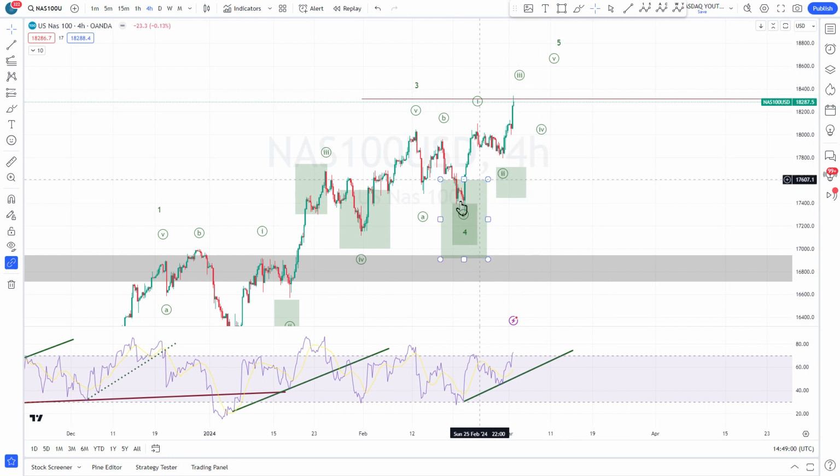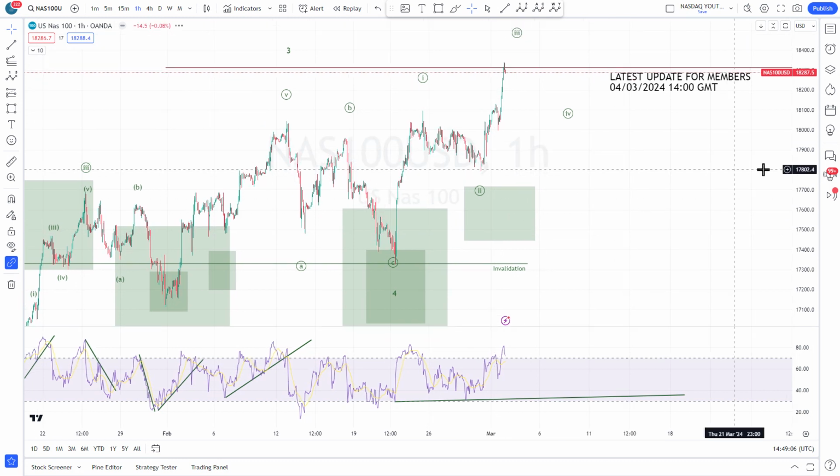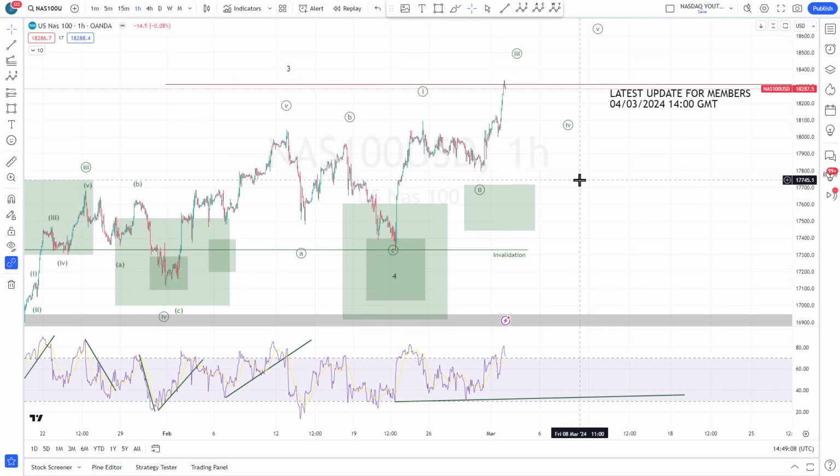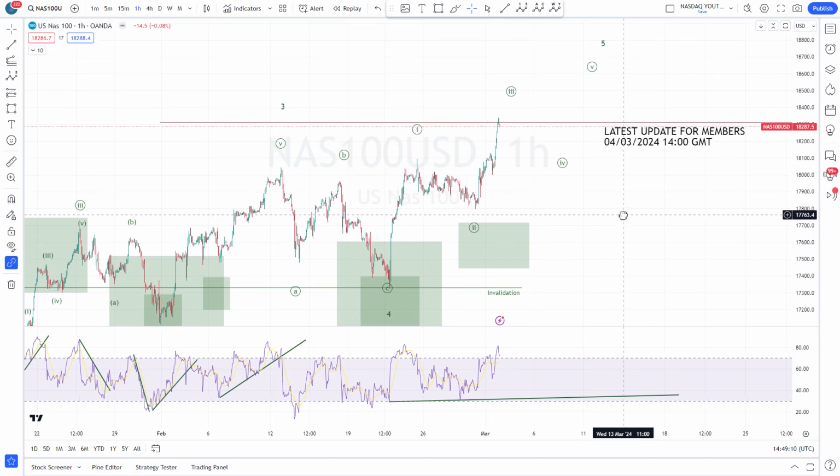So let's have a closer look at this structure from the wave 4 low. Therefore, we go to the 1 hour, and I would say this looks unfinished. From this low, what I see is 3 waves up. It's not that we are correcting something, so a 4 and a 5 should follow. And so far I only see 3: 1, 2, 3.